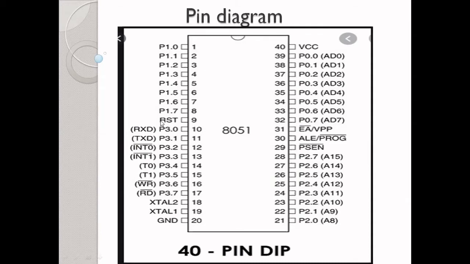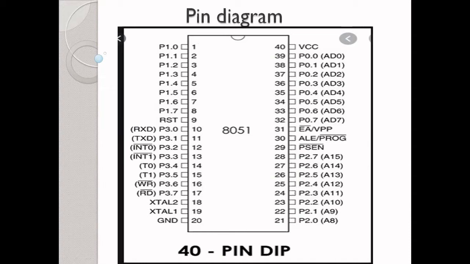Next one is the reset pin. Reset pin means, if you give a high signal, the microcontroller will get reset. In your computer, there is a reset button. If you press the reset button, it will start from 00. That is, it starts again from the basic.